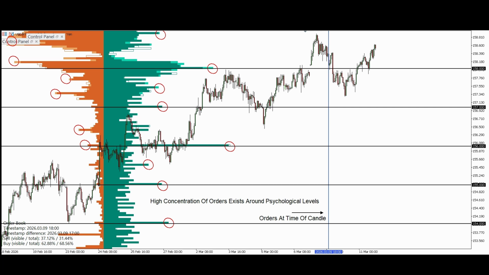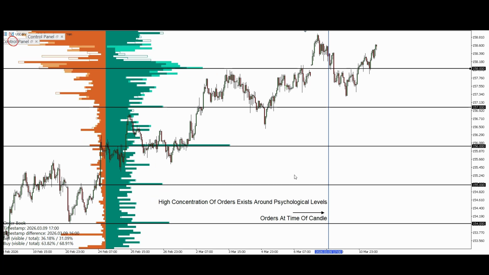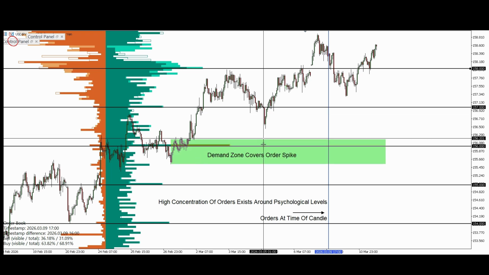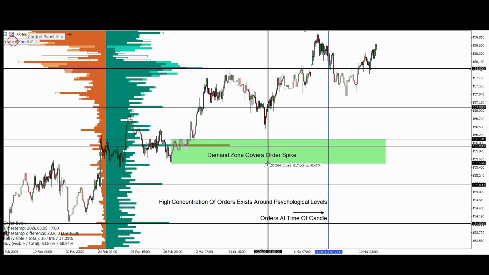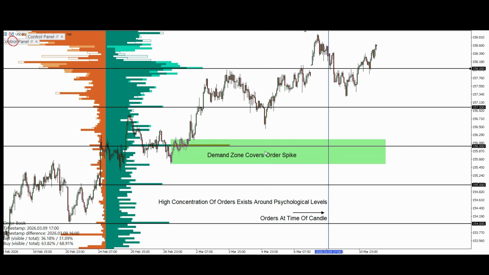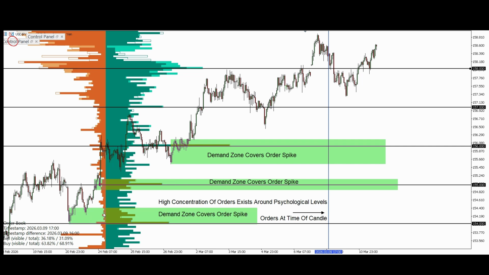Once I've identified those clusters, then I move on to the chart. This is where I mark out my demand zones, but only after I already know where the liquidity sits. And what I'm looking for here is alignment. Does my demand zone cover the order cluster? Does the zone sit directly on top of a psychological level where the liquidity is stacked? If the answer is yes, then that's a high quality zone. If not, I'm going to ignore it. Because now I'm not just drawing zones based on price structure, I'm validating them with real positioning data.